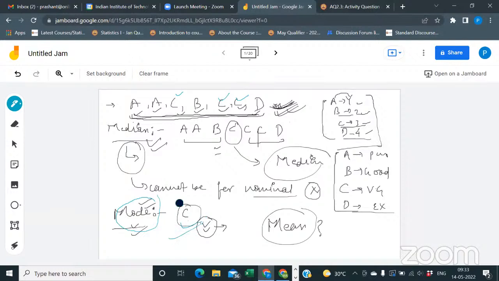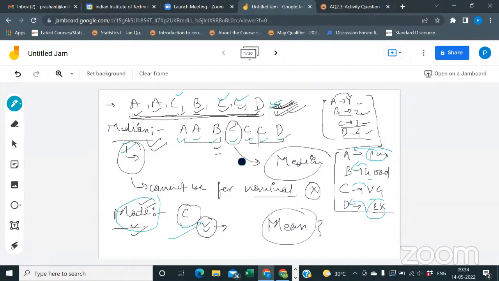Now, what is the median? Median is the middle number. I can order these. Suppose I'm ranking A as poor, B as good, C as very good, D as excellent. Then I can order this one.